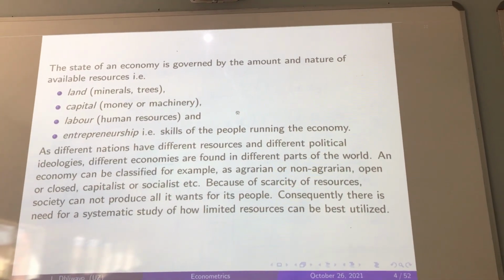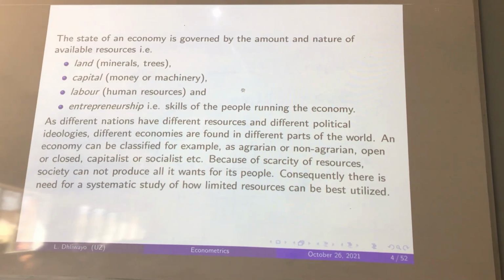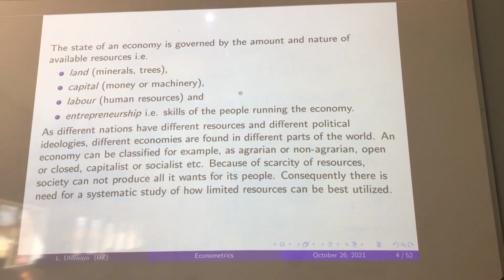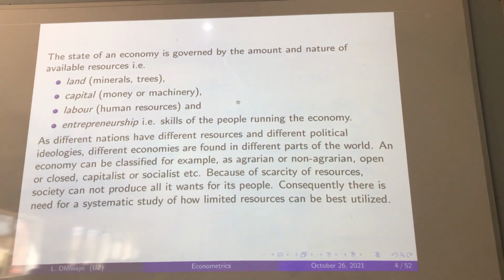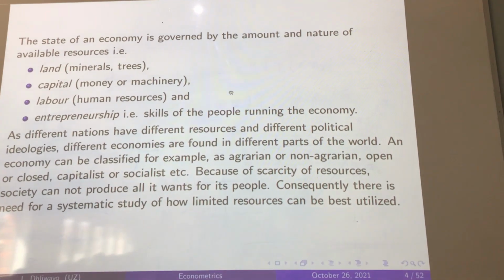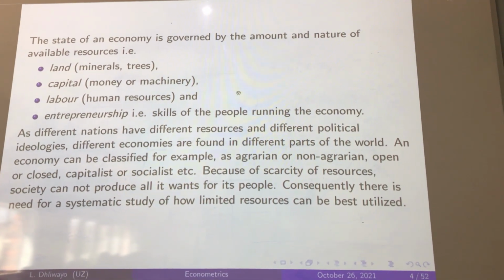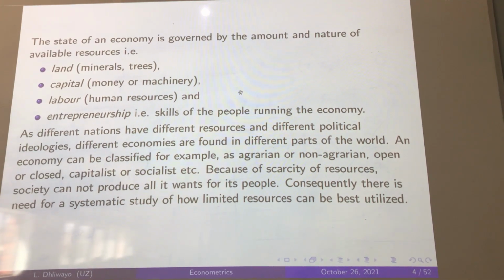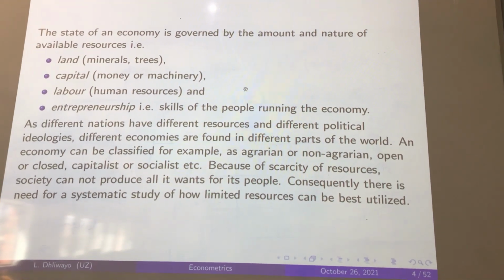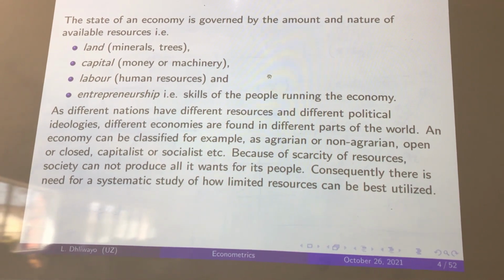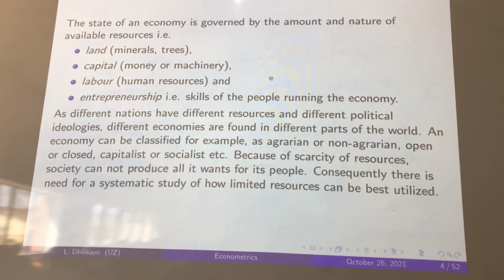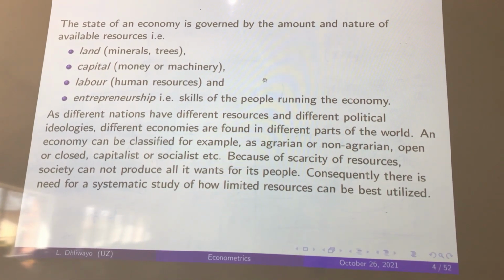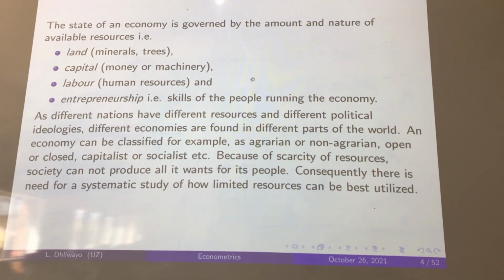We have capital, we have labor. What about entrepreneurship? Then I put in brackets, that is, skills of the people running the economy. Okay. I will not ask whether we have that one or not. Just answer yourself. Let's move on.